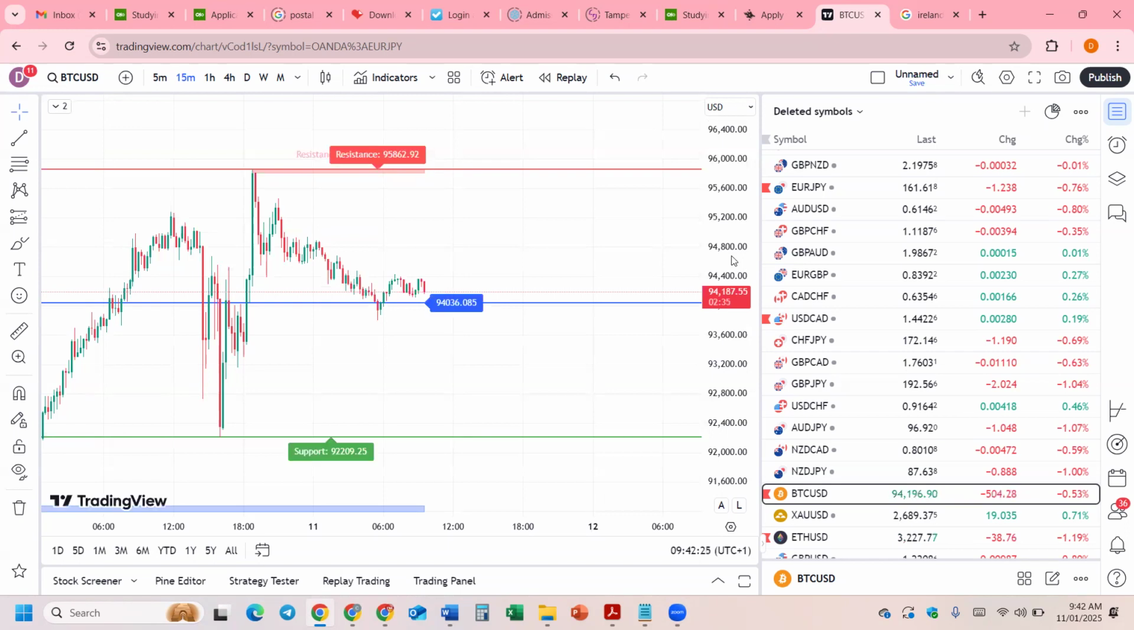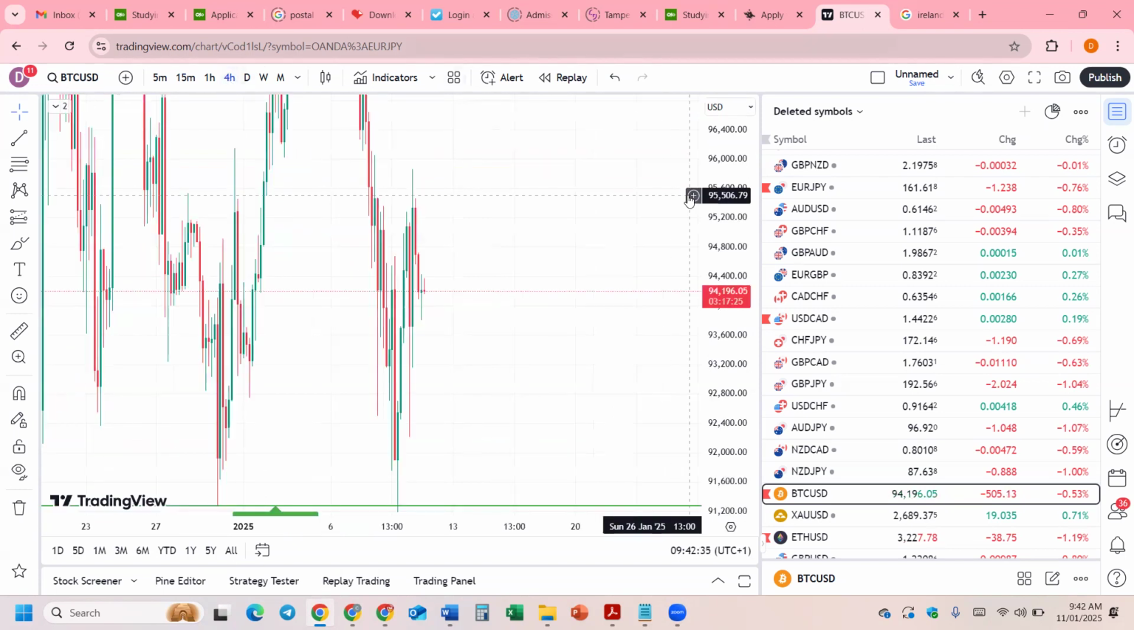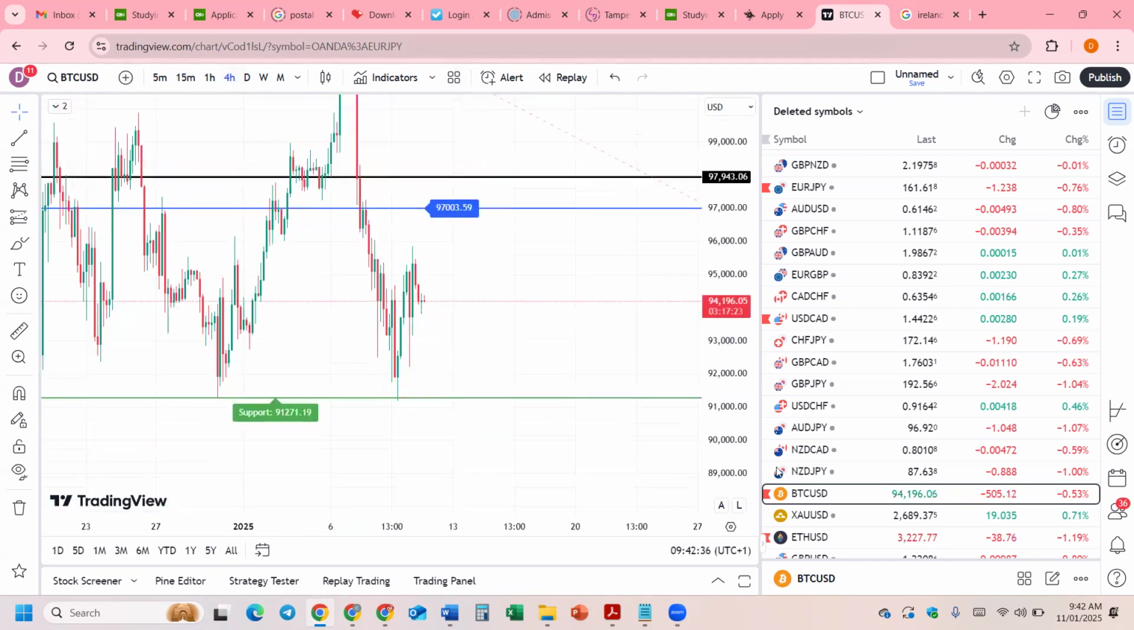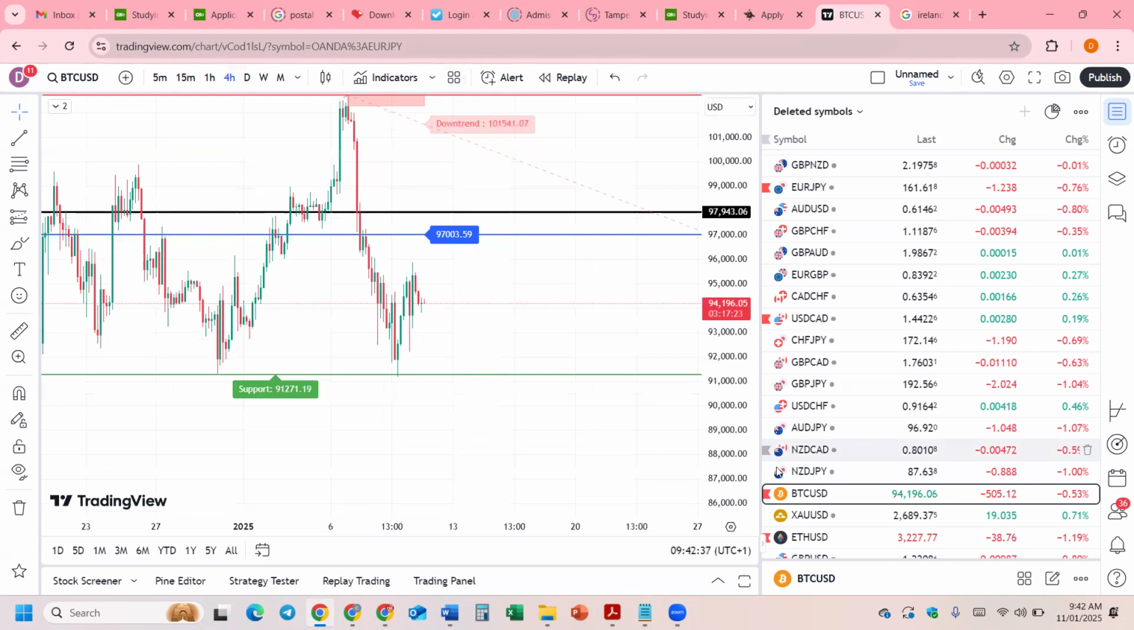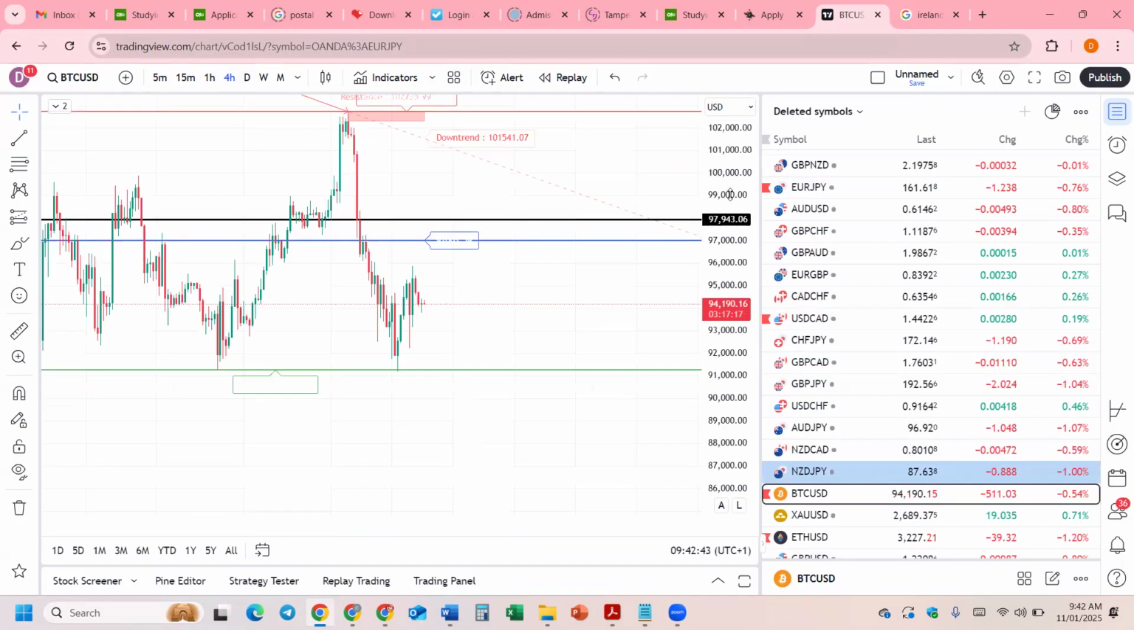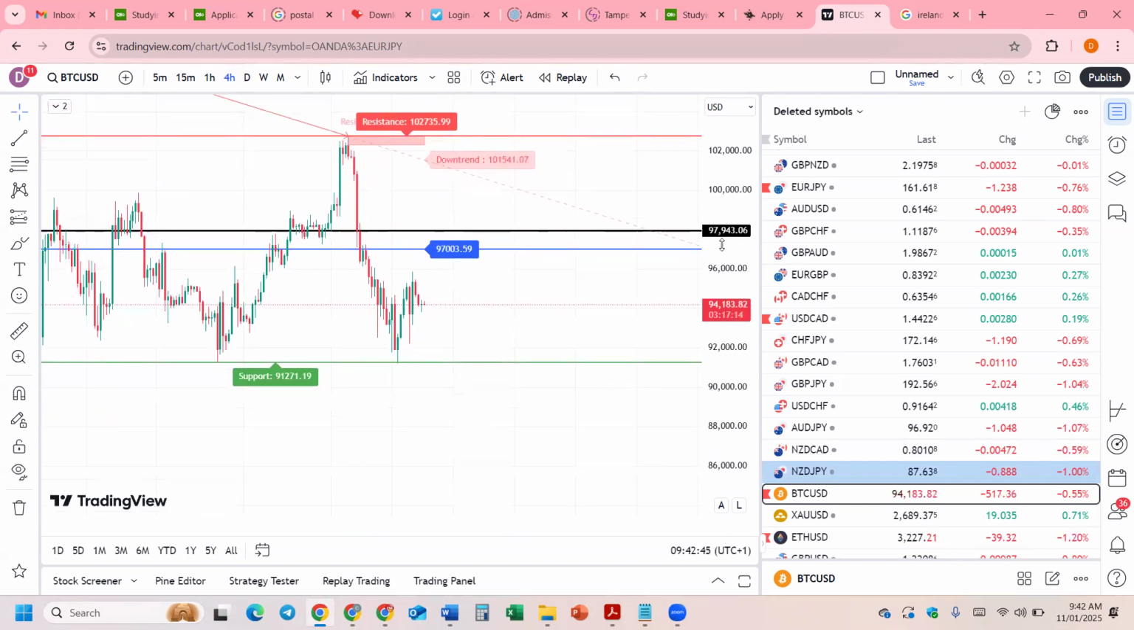When the 1 hour and 4 hour align at the same support and resistance, there's a tendency that the price is going to fall or rise. Okay. But before that, let's go back to the 4 hour time frame so you can see exactly what I'm trying to say here.